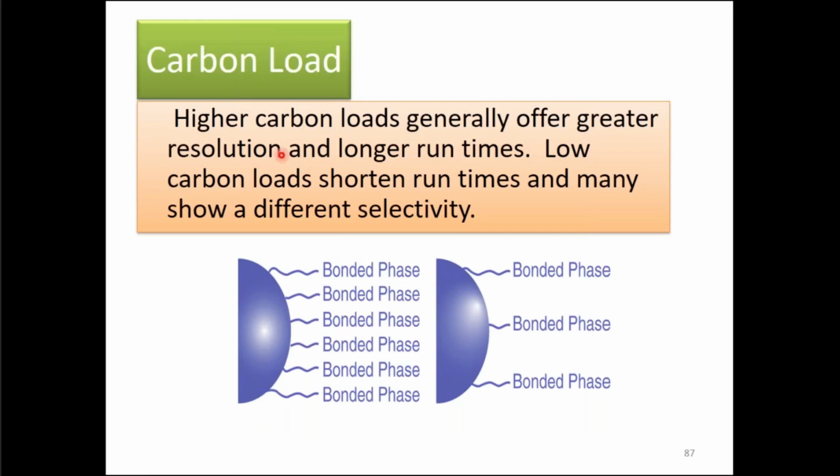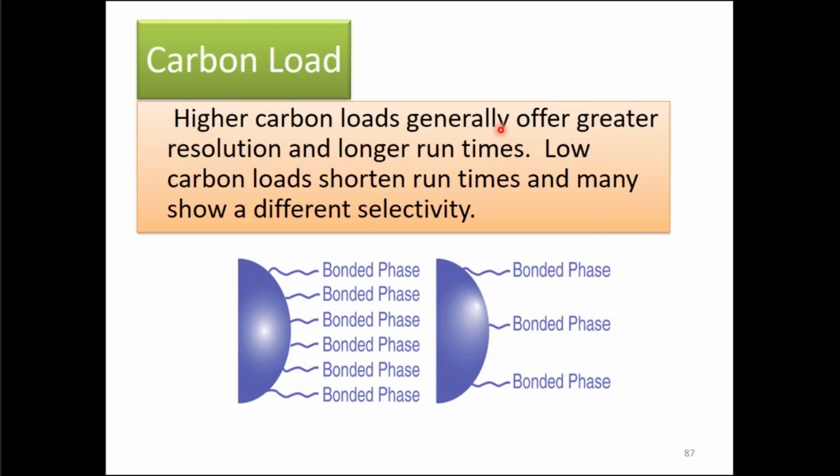And lastly, the carbon load. So, how does the carbon load affect your separation? Higher carbon loads generally offer greater resolution and longer runtime. What does carbon load mean? How many carbons are there in your stationary phase? Say, for example, in the reverse phase, you have C2 columns, you have C8 columns, you have C18 columns. Out of this, which has higher carbon load? C18, because there are 18 carbons. So carbon load is higher in C18 compared to C2 and C8.